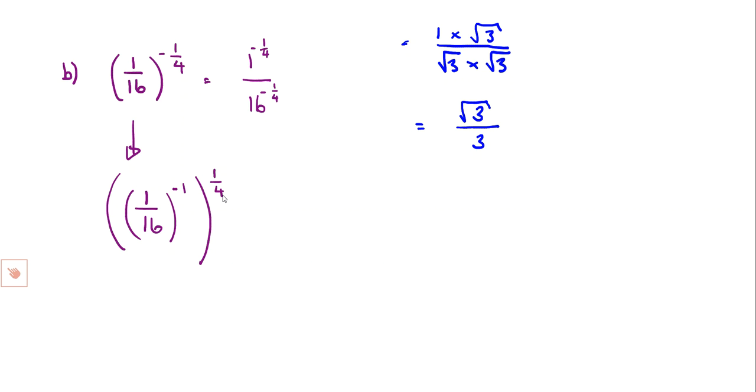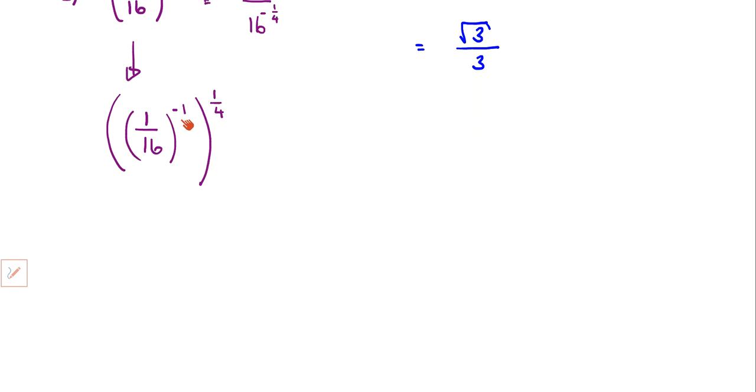Is that better? A what? Negative? Yeah. Do you remember when you've got them either side of a bracket, you multiply? So what is negative a quarter? But like, why would I do that? Well, because do you remember what happens when you do something to the power of negative 1?